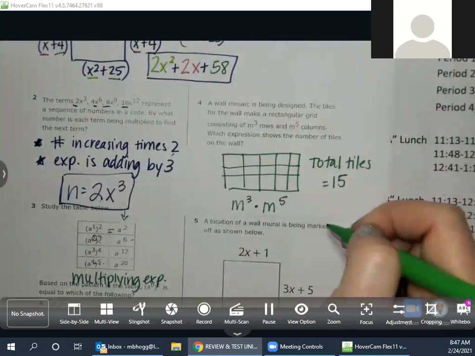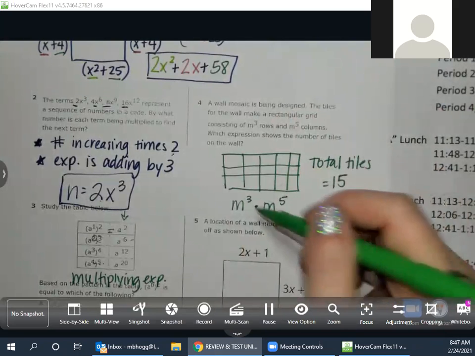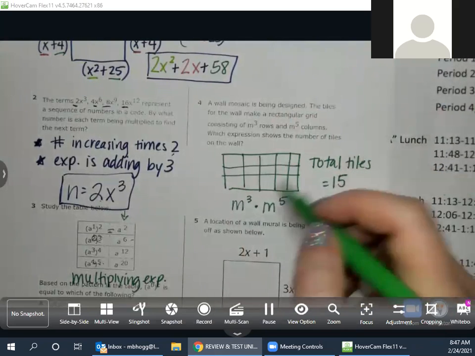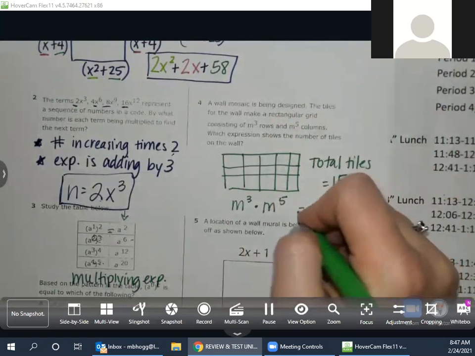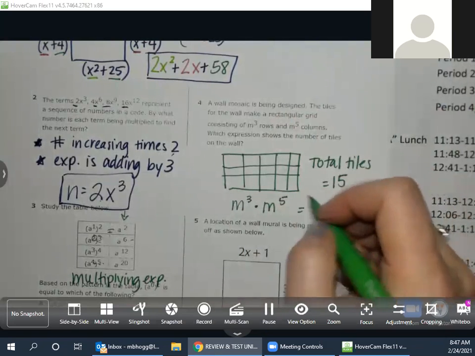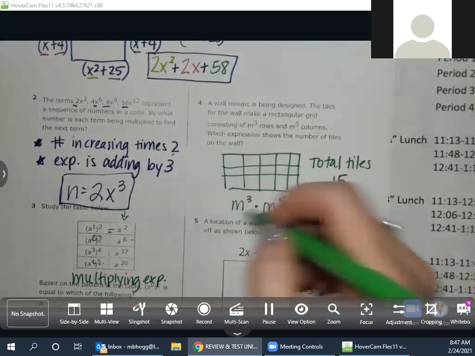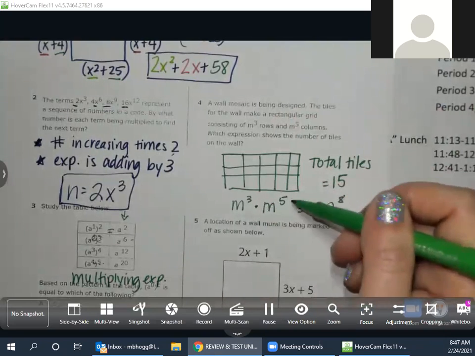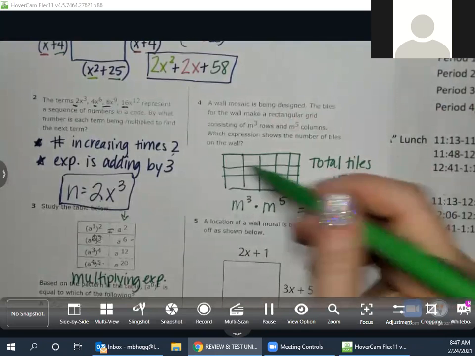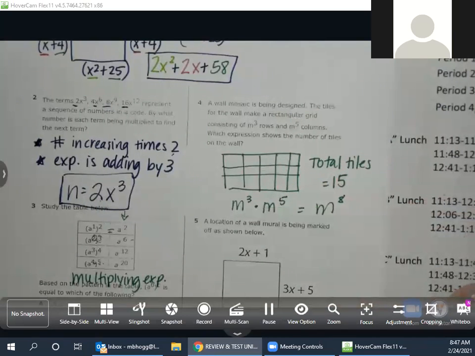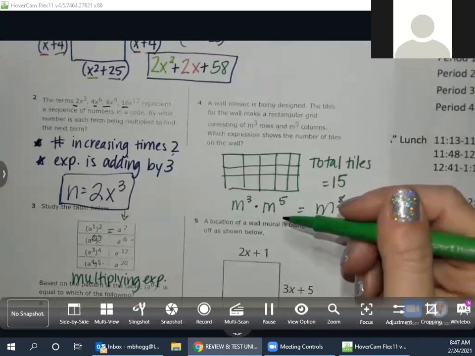And so that's how you would write it on here. Technically, if we wanted to solve this, we could say it's m to the 8th, because when you multiply exponents, it's m to the 8th. But you just need to know that what you're doing is multiplying the rows times the columns. I mean, you guys know that, but you've just never seen it expressed like that.